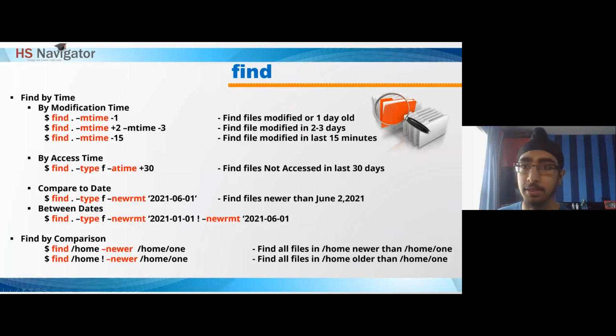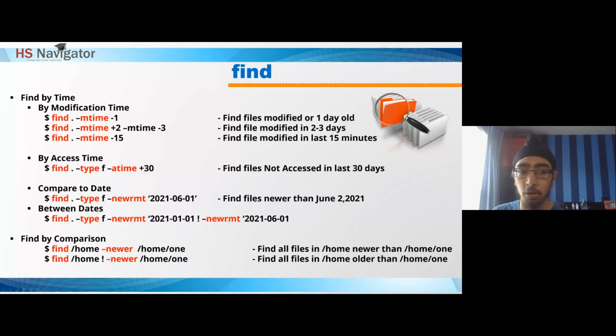Find files not accessed in the last 30 days, so atime is access time. Find files that are newer: newermt lets you say newer than a time, like June 2, 2021. This is the date format. You can also find files that were made between, let's say, January 1st and June 1st. If you want to find files between January 1st and June 1st, you can run this command.